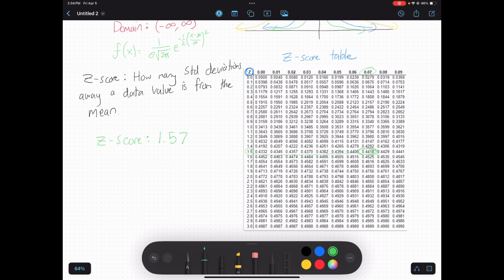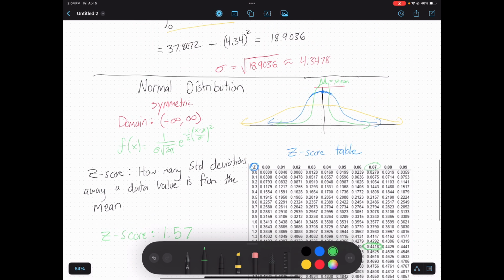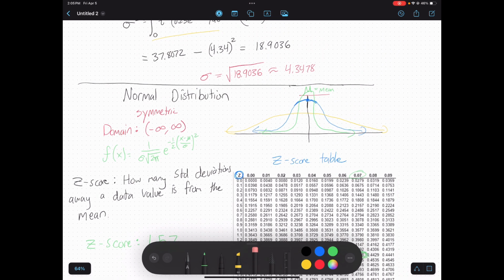So what is this value? Well, if I come back up here to my graph of my normal distribution, let me redraw it because I drew so much other stuff on top of it.